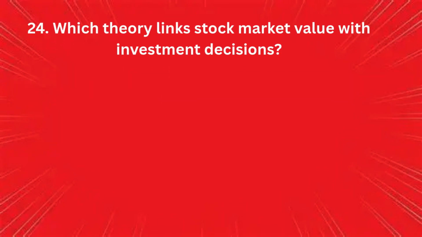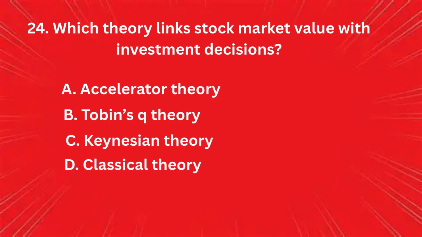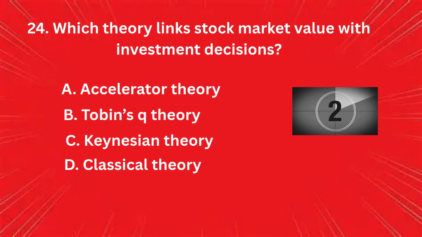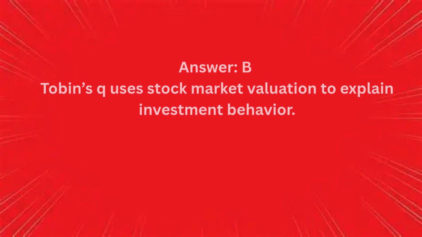24. Which theory links stock market value with investment decisions? A. Accelerator theory. B. Tobin's Q theory. C. Keynesian theory. D. Classical theory. Answer: B. Tobin's Q uses stock market valuation to explain investment behavior.